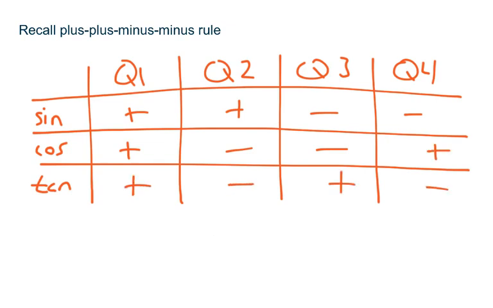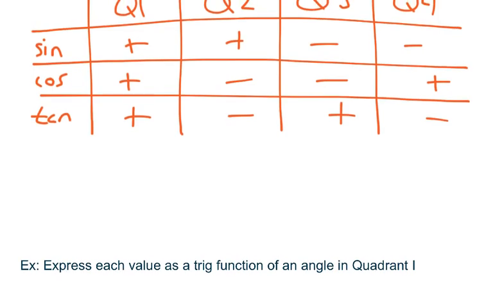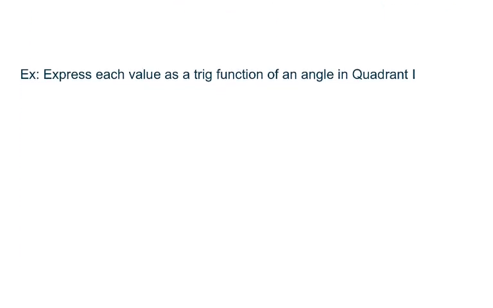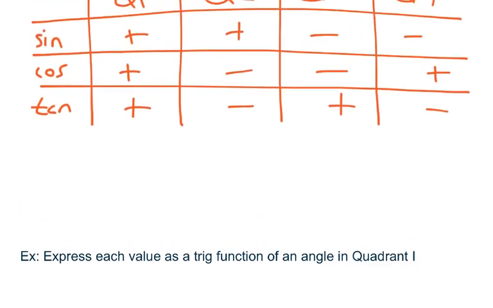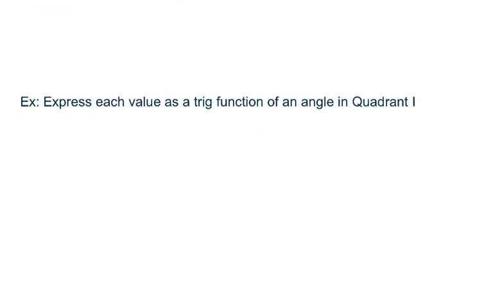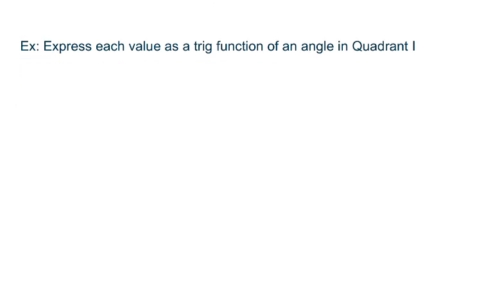What this is used for is it tells us the sign, meaning S-I-G-N, of each trig value depending on which quadrant it is in. And that's going to help us do this last part, where we have to express each value as a trig function of an angle in quadrant 1. This touches briefly on the opposite angle identities, but I would say it's easier to use the plus, plus, minus, minus rule rather than the opposite angle identities to find this. So you express each value as a trig function of an angle in quadrant 1.